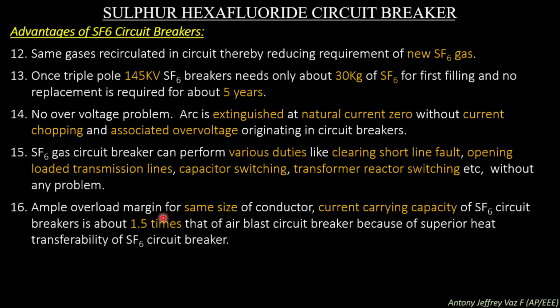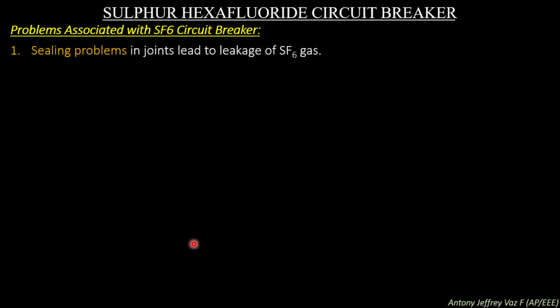Ample overload margin for the same size of conductor. The current carrying capacity of an SF6 circuit breaker is about 1.5 times that of an air blast circuit breaker. Because of the superior heat transferability of SF6, the overload margin of an SF6 circuit breaker is 1.5 times greater than that of an air blast circuit breaker.